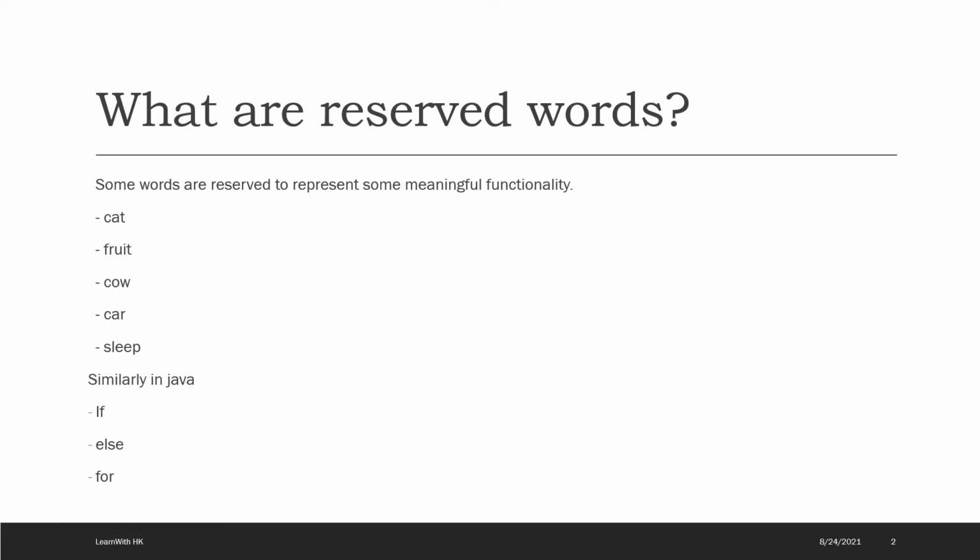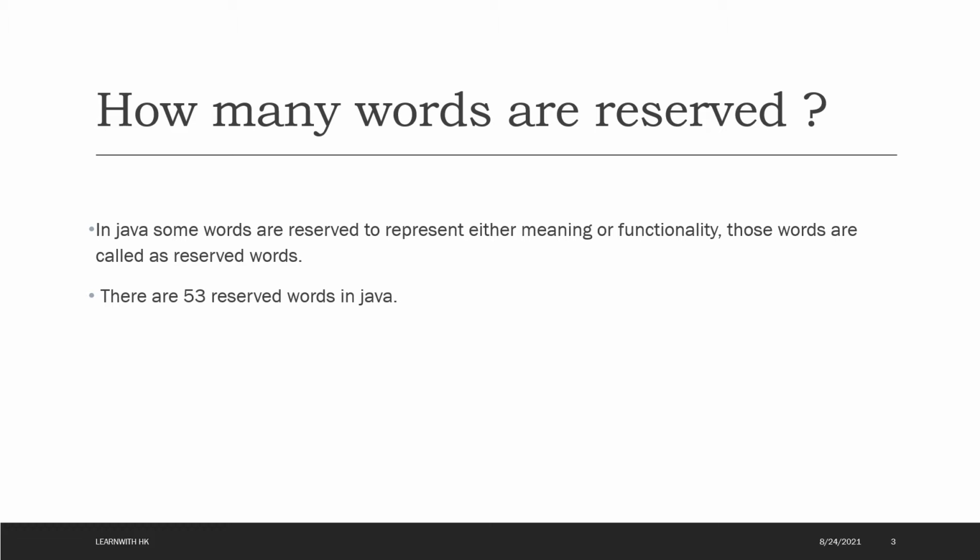Similarly, in Java, we have some reserved words which will be used for specific actions like if, else, for, do, while, and many more. We'll get to know each of the reserved words in later slides. So let's start. How many words are reserved in Java? In Java, we have a total of 53 reserved words.